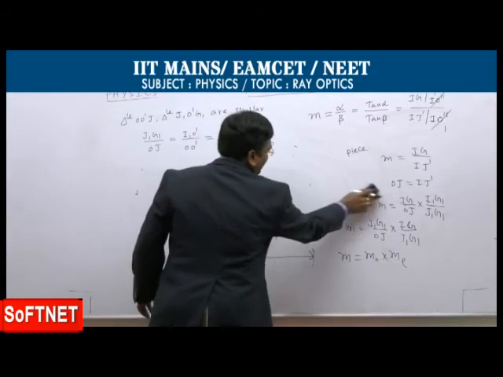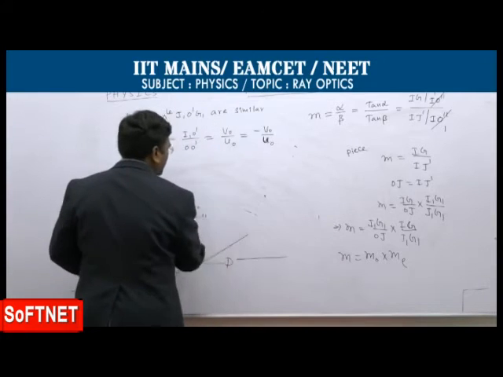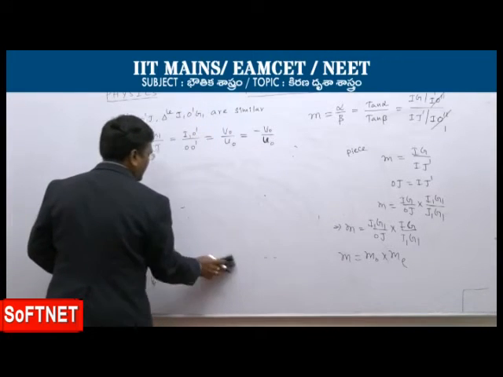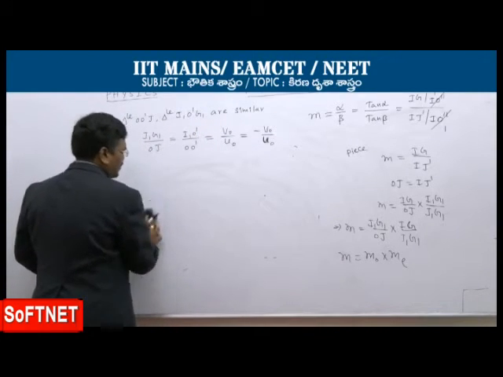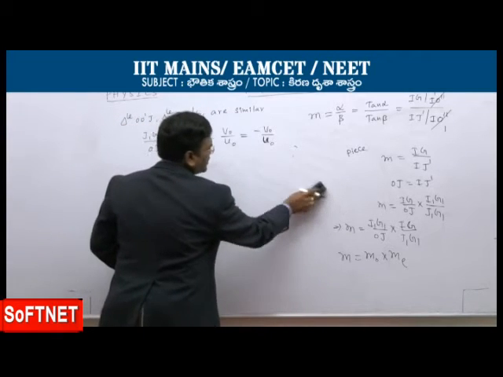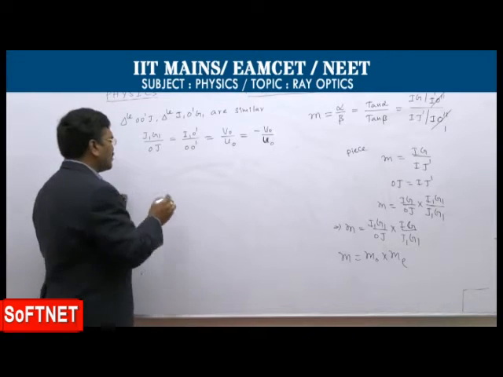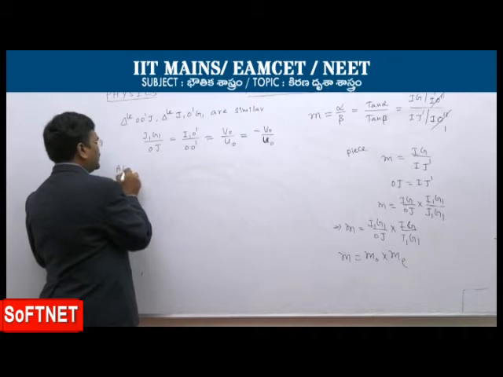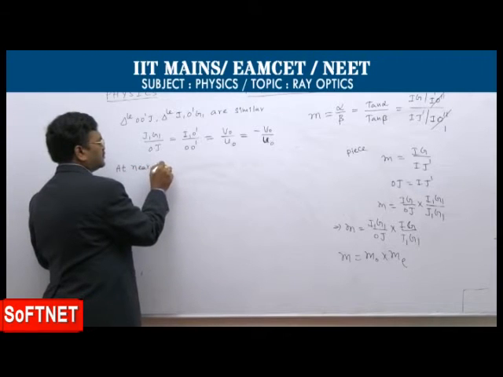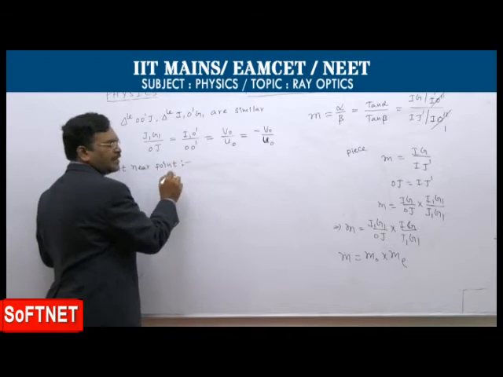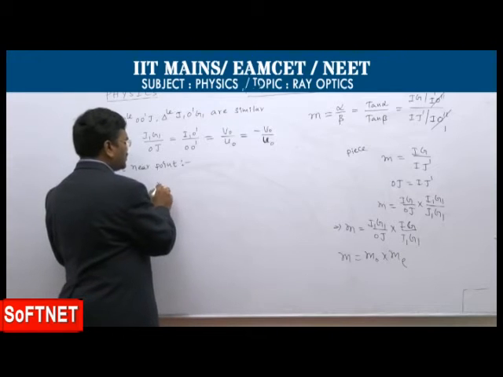Now, magnification. Suppose the image forms at the near point. We have two cases. Image forms at the near point. At the near point, here M is equal to how much are we getting?